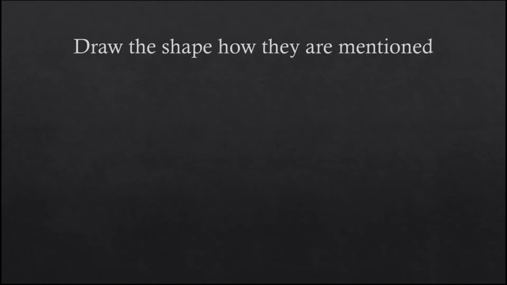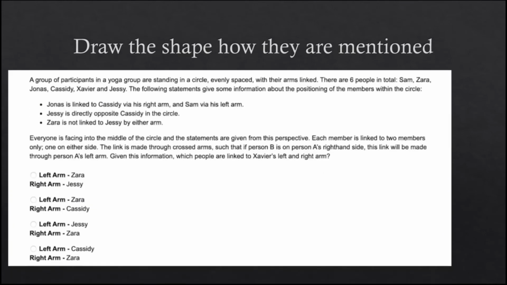Alright, so my next tip is to draw the shape how it's been mentioned in the question. So if it states that people are arranged in a pentagon, then draw a pentagon on your whiteboard, not a rectangle. So for example, in this example, it states a group of participants in a yoga group are standing in a circle. So that's key information. I know that they're arranged in a circle and not any other shape. And it states there are 6 people in total: Sam, Zara, Jonas, Cassidy, Javier, Jesse, and we've been told information on how they're arranged.